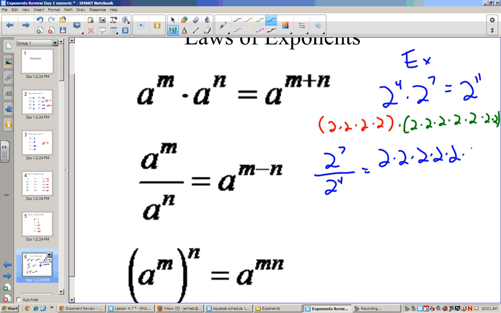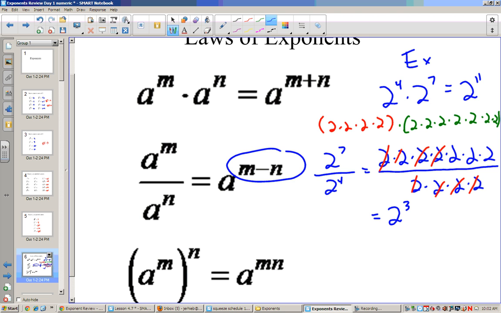Now, if I have 2 to the 7th divided by 2 to the 4th, that's like saying 7 twos on top divided by 4 twos on the bottom. 2 divided by 2 will cancel out, 2 divided by 2 will cancel out, until they're all gone. And so what's left over is just 2 to the 3rd, which we could have got by just subtracting our two exponents, 7 and 4.